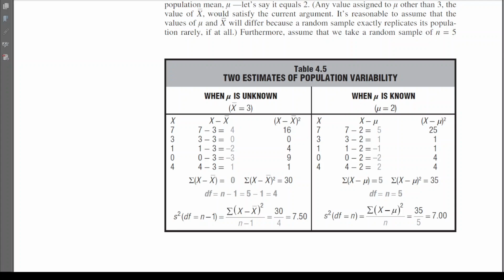Let us say that we have a scenario where we know the population mean, which generally is not the case, and the population mean is almost always different than the sample mean. So while calculating the variance, what we are trying to do is measure how far each of the data points vary freely around the mean.